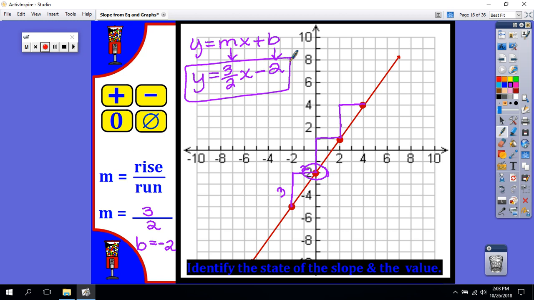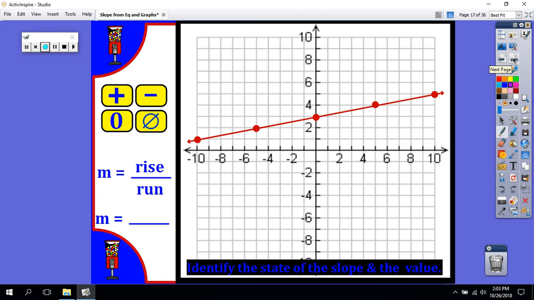Let's do another one. Starting at the furthest left point, I want you to calculate your rise and your run. Ready, set, go. Try that one by yourself. Rise and run. You should be drawing the little triangles. You have to be very careful with your counting.